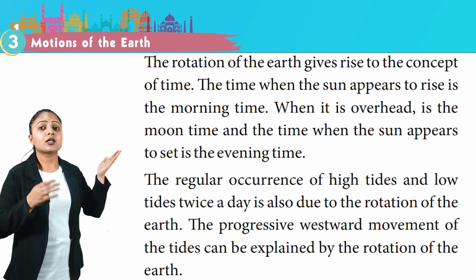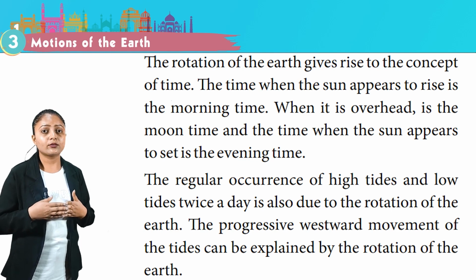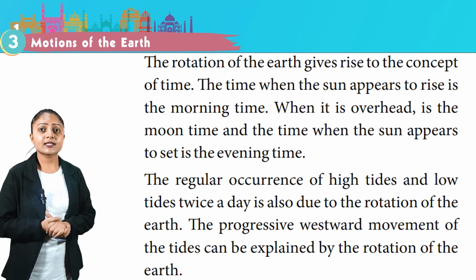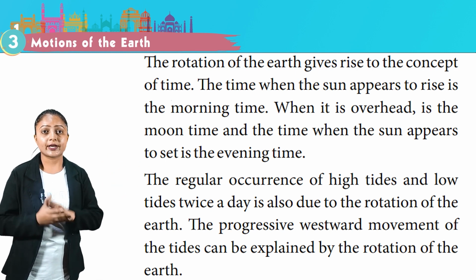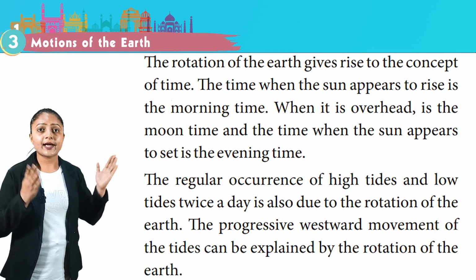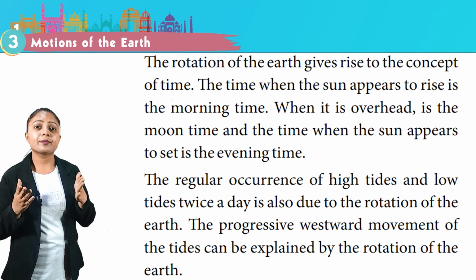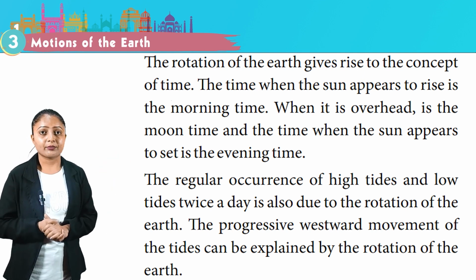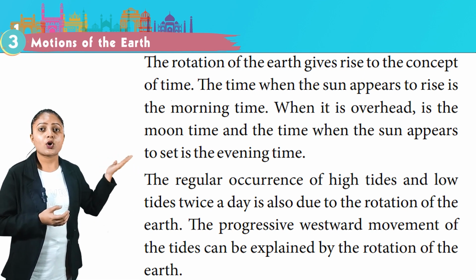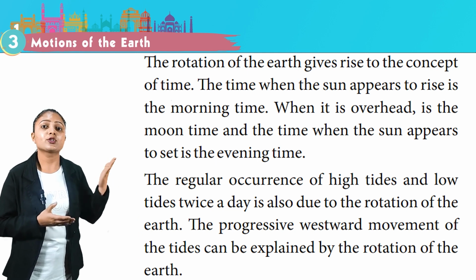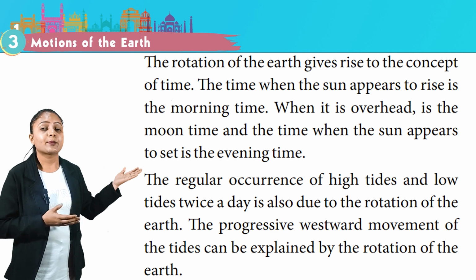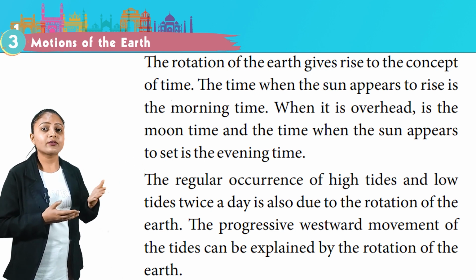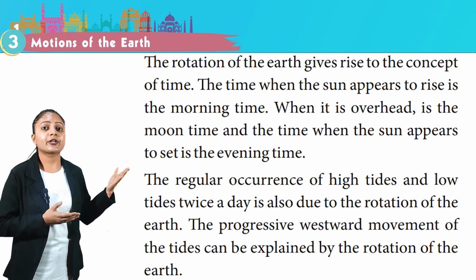The rotation of the earth gives rise to the concept of time. The time when the sun appears to rise is the morning time. When it is overhead is the noon time, and the time when the sun appears to set is the evening time. The regular occurrence of high tides and low tides twice a day is also due to the rotation of the earth. The progressive westward movement of the tide can be explained by the rotation of the earth.